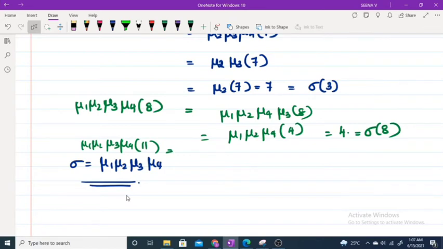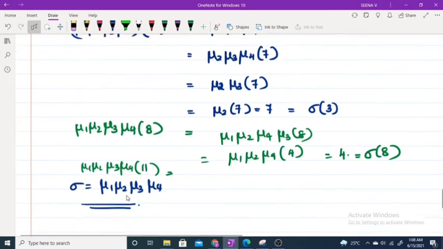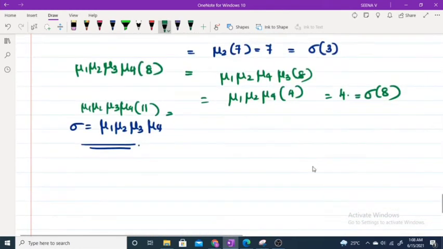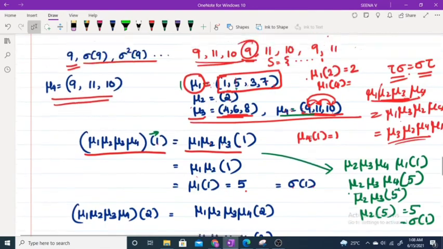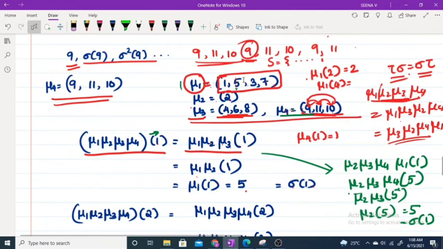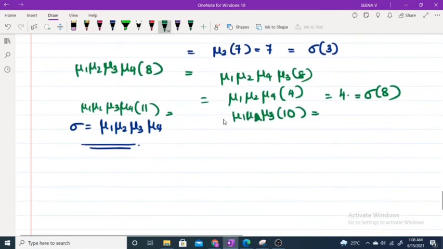And last element, what about mu1, mu2, mu3, mu4 of 11? Mu4 of 11 is, I think, 10. Look at mu4 of 11: it is 10. So mu1, mu2, mu3 of 10. Sorry, 10 is not in the cycle mu1, mu2, mu3. Therefore, 10 is fixed by these elements, and which is equal to 10. And clearly this is equal to sigma of 11.